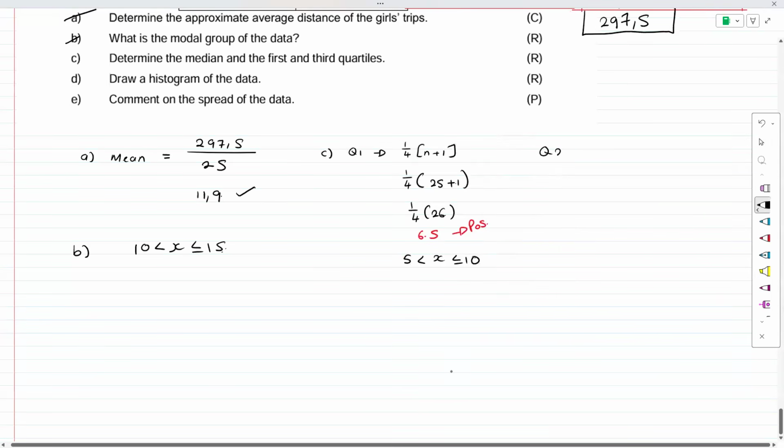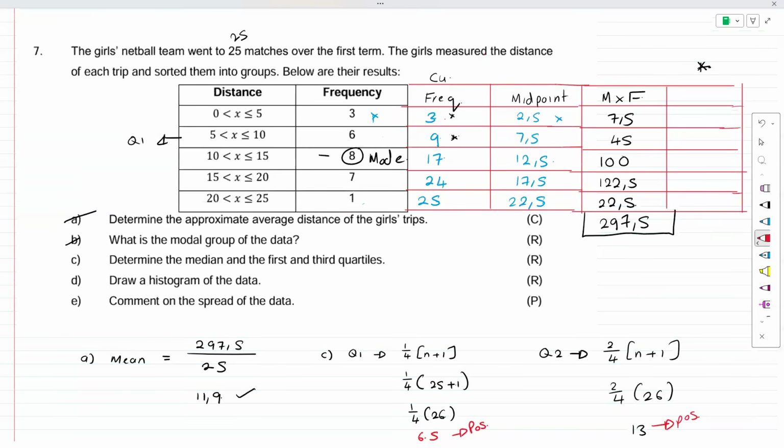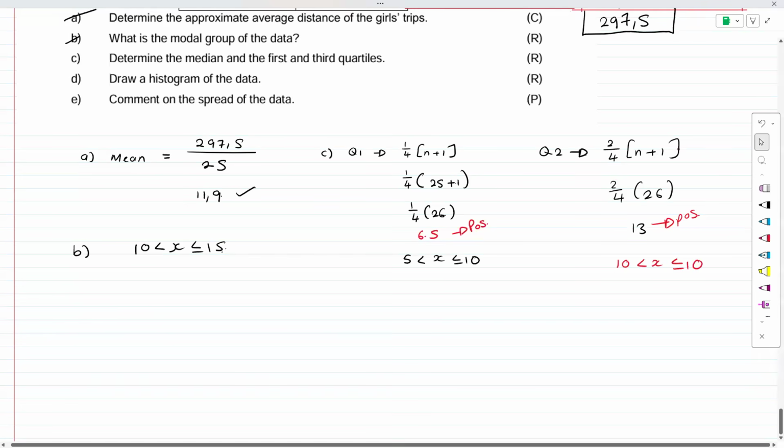So try not to learn just straight from the screen. Try to practice many examples. Repetition is important. 2 over 4, n plus 1. 2 over 4 into 26. And this is 13, guys. This is the position. This was the part that I mistakenly just did before. But 13 falls into this quadrant. So 13 falls here, and that's quadrant 2. Remember quadrant 2 or quartile 2, and the median is the exact same thing.